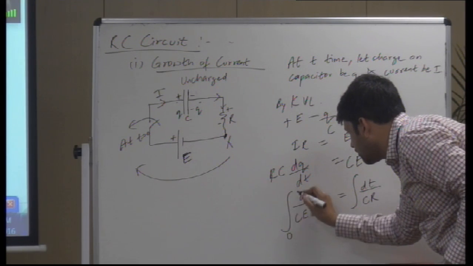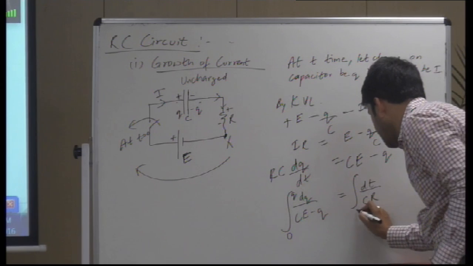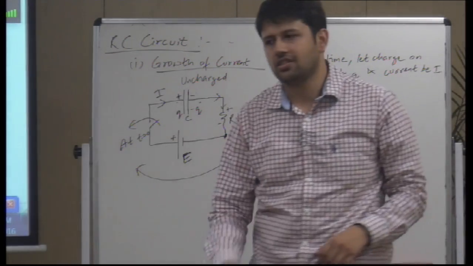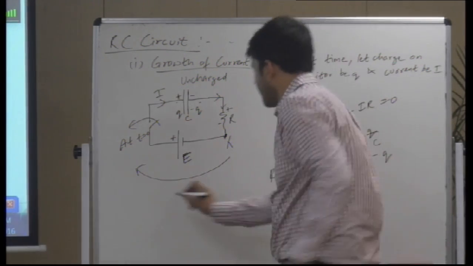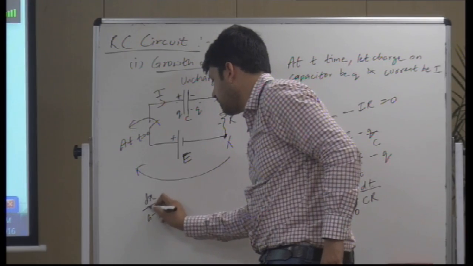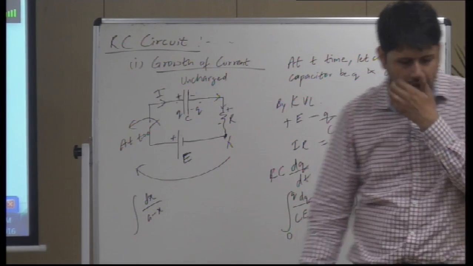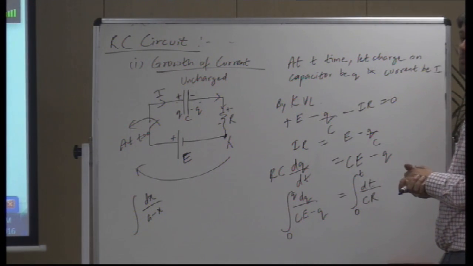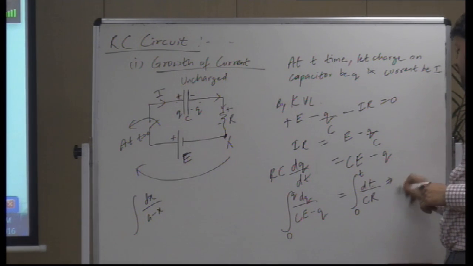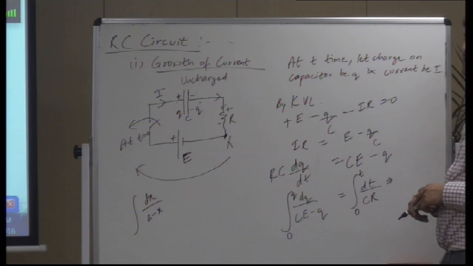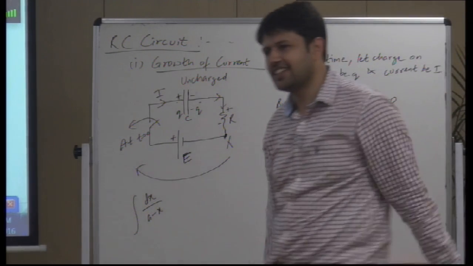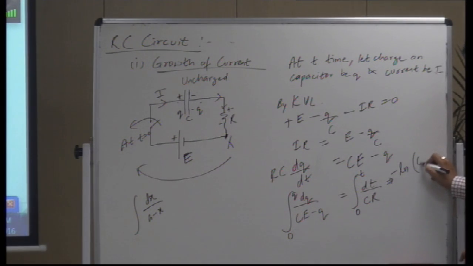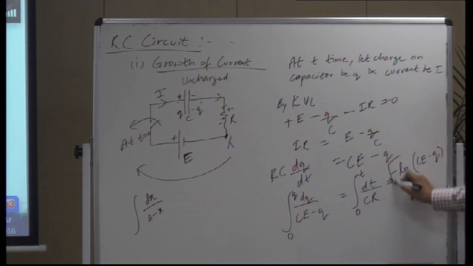Initially the charge was 0, finally it would be some value Q. Initially the time was 0, finally it is T. How do you integrate this? This is of the form dx upon (a minus x). How do you integrate it? Yes, exactly. This is simple, very simple. Minus ln of (CE minus Q), with limits.